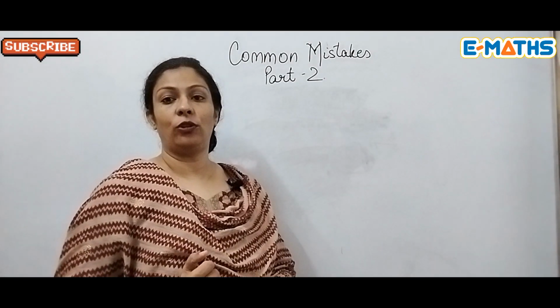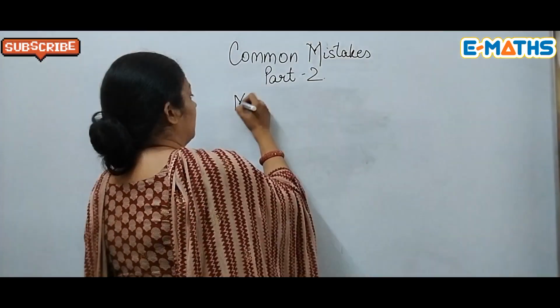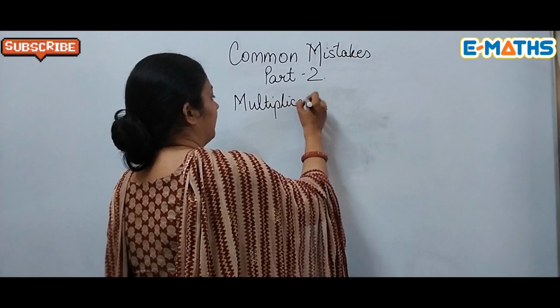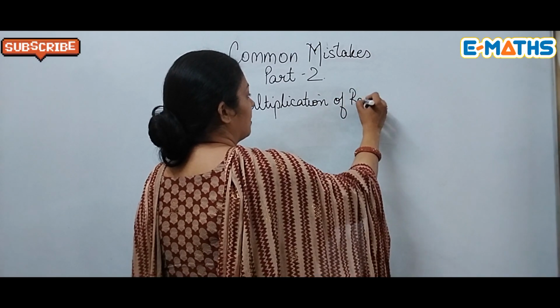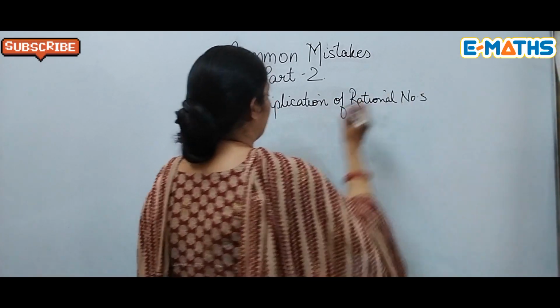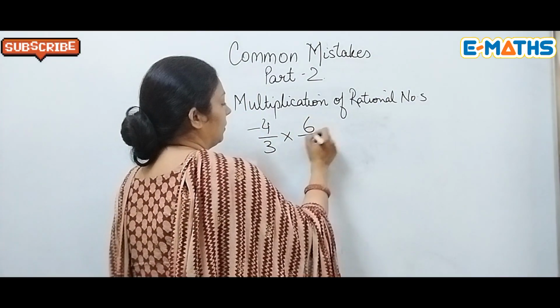Now I would like to talk about multiplication of rational numbers. Multiplication of rational numbers, of course I am going to have rational numbers. So for example, I have taken minus 4 upon 3 into 6 upon 5.